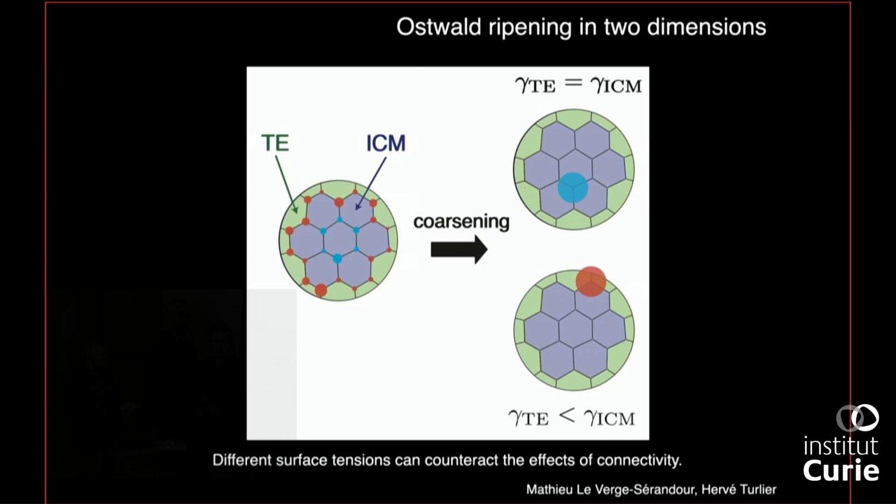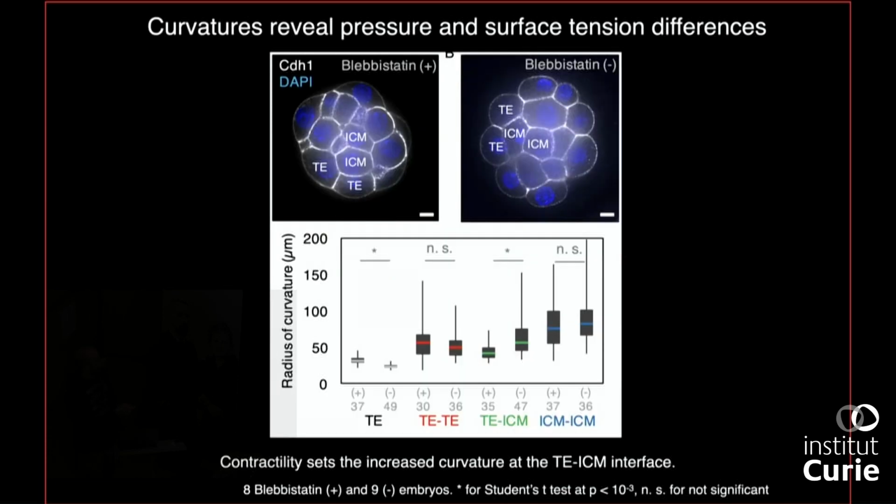But we looked for more evidence that the ICM cells have a higher tension than the trophectoderm, and you can see that by looking at the curvature of the interfaces, for example. This is a control embryo, and you can see that between two ICM cells, the interface is rather flat. Between two trophectoderm cells, the interface is rather flat, but when you look at the trophectoderm-ICM interface, the ICM cell is bulging into the trophectoderm. And this curvature is gone if you block actomyosin contractility with this inhibitor here, which is called blebbistatin.